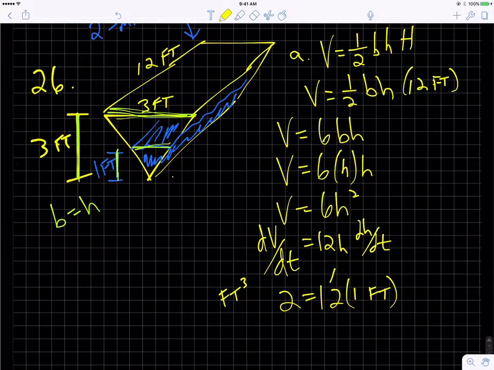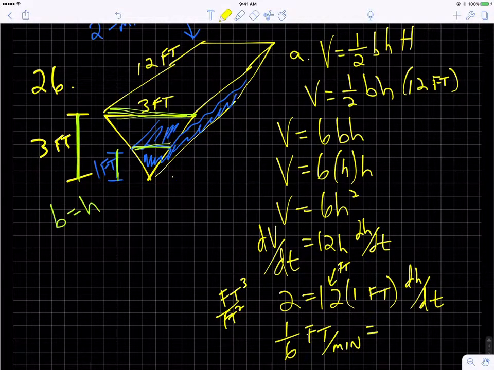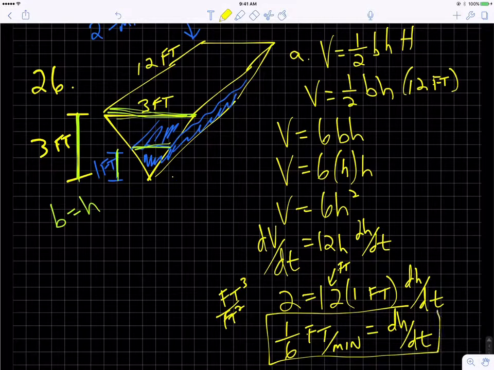Remember, this number out front already has feet in it. Okay, dh dt. So then when I divide, I'm really dividing by feet squared, and the feet cubed that's already over on this side ends up being feet. So it's 1/6 feet per minute. That's the rate of change of the height. I divided both sides by the 6 feet squared. That's part A.